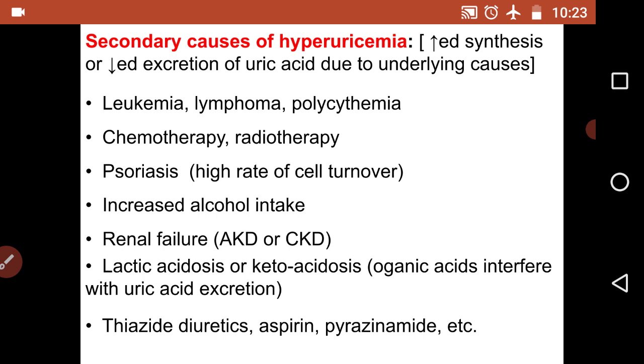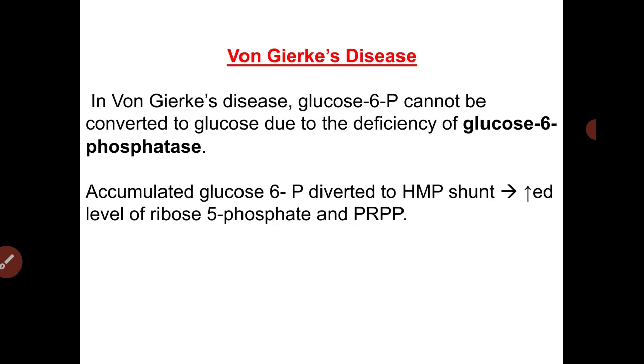Secondary causes of hyperuricemia, and also secondary causes for gout. There are certain drugs such as diuretics, aspirin and pyrazinamide, and these drugs also cause hyperuricemia. What is the other cause for hyperuricemia? It is von Gierke's disease.